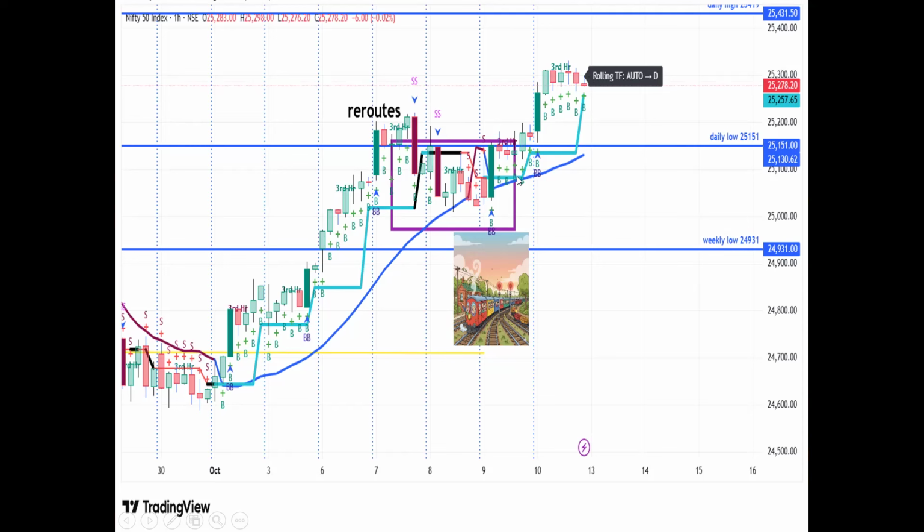Now, suppose in case the market comes down, this level, I don't know, 25,100 to 25,080 becomes your platform, and even 25,150 to 130 is your next platform. It may reroute, it may come down, reroute, and it may proceed. You should not panic. So after reaching this destination, it can reroute itself.